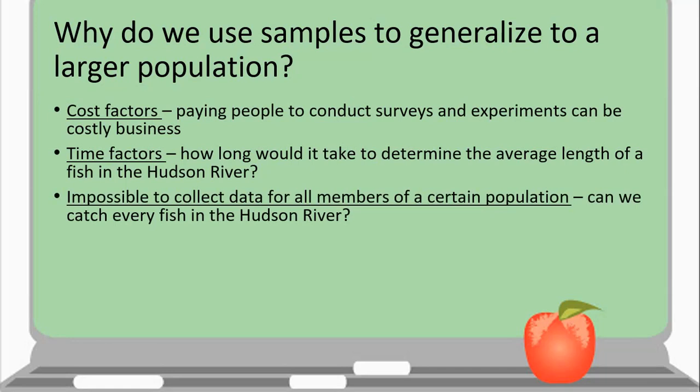A lot of times it can just possibly be impossible to collect data for all members of a certain population. In reality, can we catch every fish in the Hudson, tag and measure every single one? I don't know that that's a realistic goal.